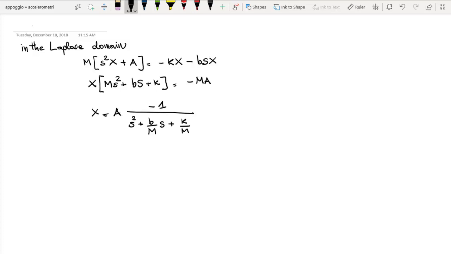And you see what we have. We have that the displacement is proportional to the acceleration times a ratio, which is the transfer function of the accelerometer. This is a transfer function with two poles. We have two poles because, as you see, it's a second order denominator.